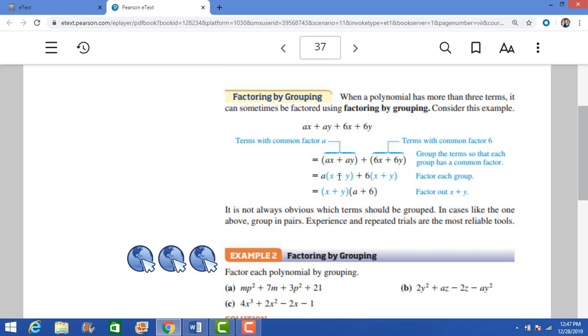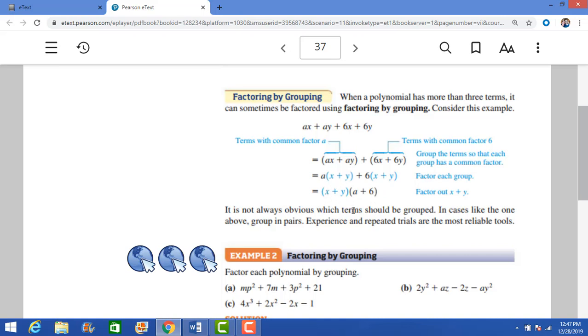We get another common factor. And now we can take the factoring again. Okay, so we factored once to get these 2. Now we're going to factor because now we have another common factor. This time it's x plus y. Now we can factor out the x plus y, and we're left over with a plus 6. And so we get this final factored form.